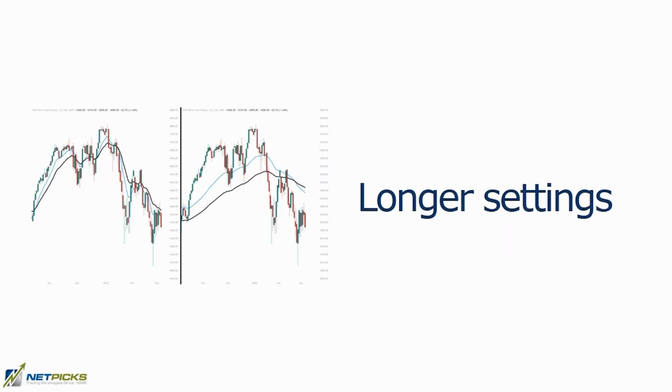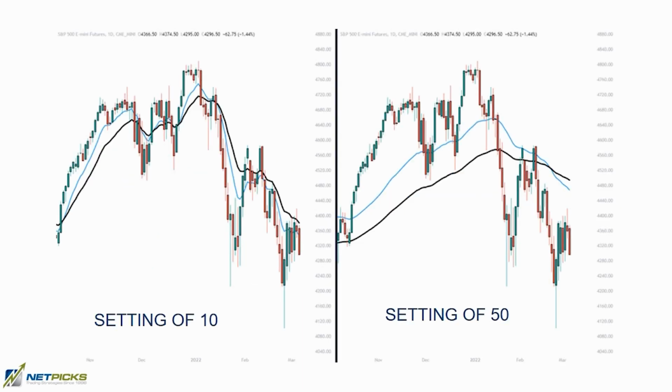Now, what's interesting is due to the formula of the SMMA, the larger the period setting, the further it will deviate from another average with the same setting. So on the left, we have a 10 EMA and the 10 smoothing average. On the right, I changed the settings to 50 for both of them.